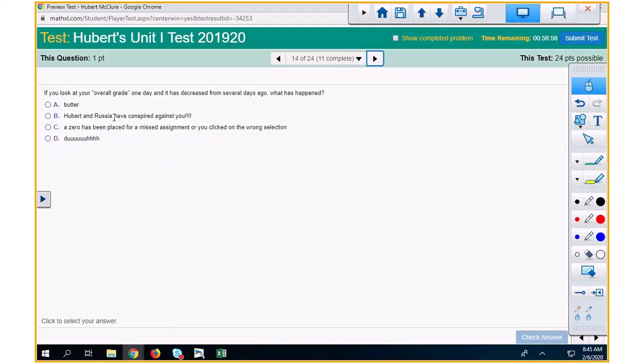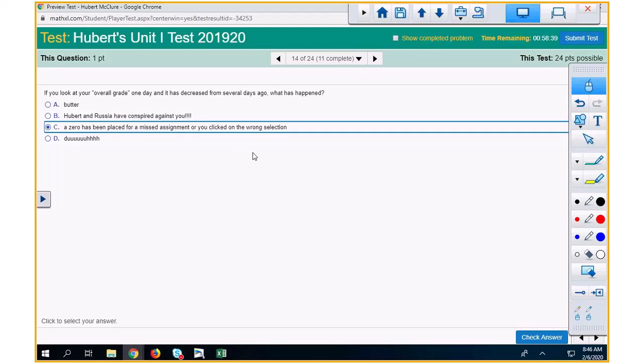Okay, if you want to find your grade at the end of the semester, what button do you hit? I'm sorry, that's not it. And you hit the button and your score has decreased. That means that, Bravo, Hubert and Russia have conspired against you. No, how about a zero? This is the one who said, oh, I didn't know a zero brought my grade down. You've been 12 years in school and you didn't know a zero brought your grade down. That's a bunch of bull.